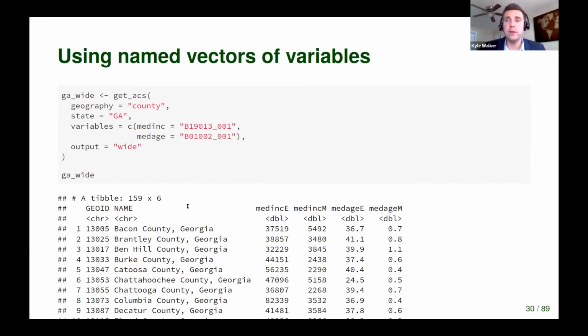So for those of you who are unfamiliar or new to R, the c function is one of the most commonly used functions that you'll come across. It allows you to create a vector, and a vector you can think of as an object that has multiple entities stored inside of it. And so in this particular case, if I specify for the variables, give me back for counties in Georgia, this particular ACS ID, which is for household income, and then call it med_inc, because I know what that means. And for this particular variable, which is median age, call it med_age.